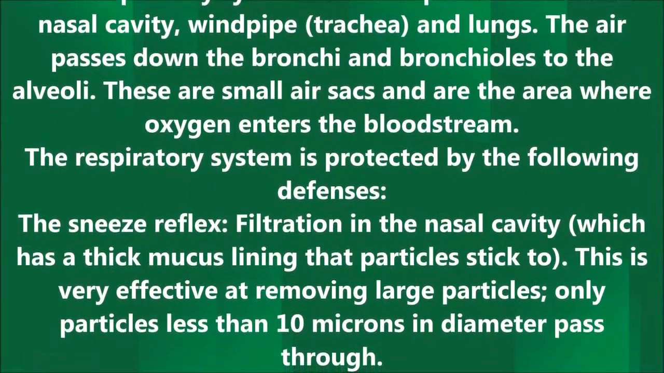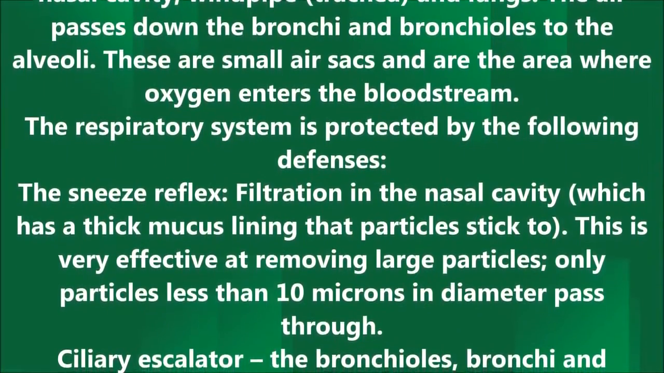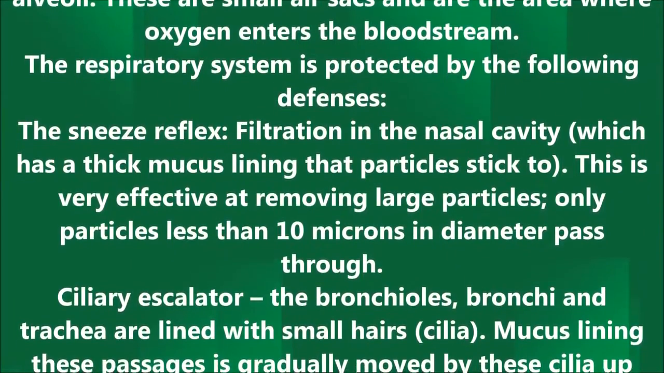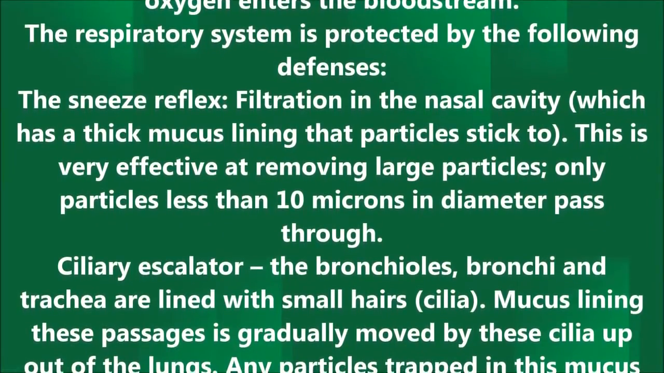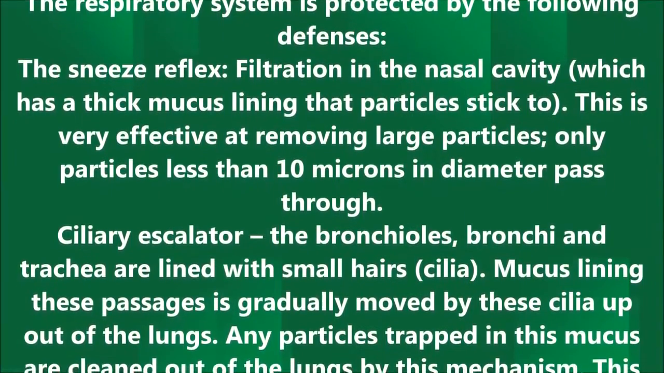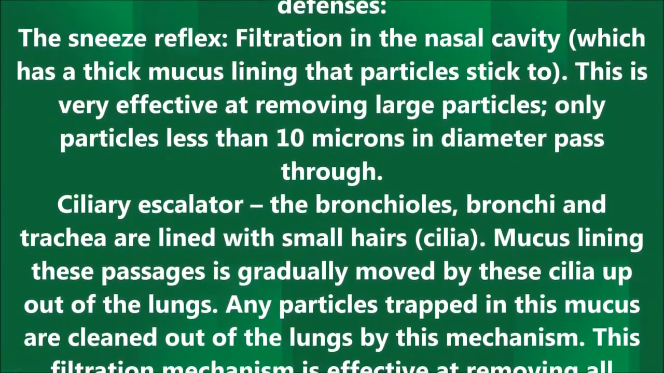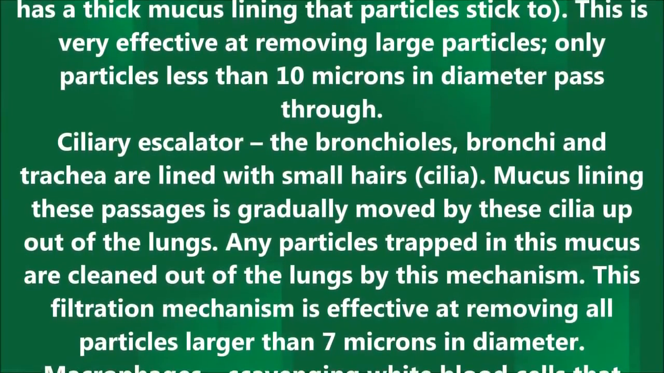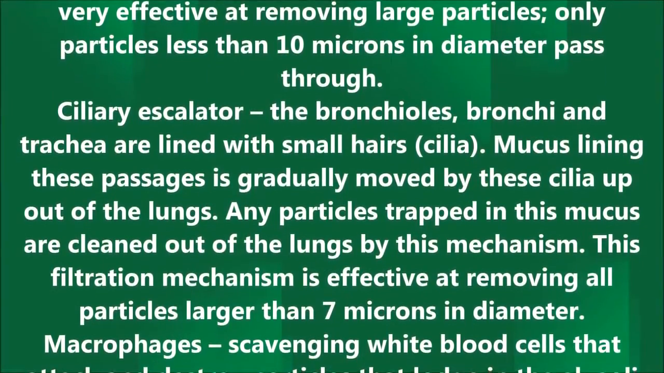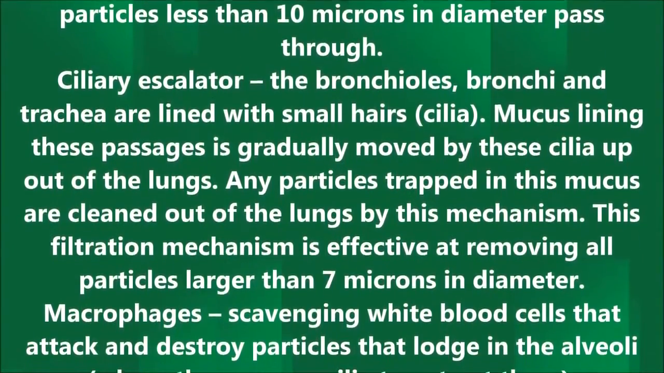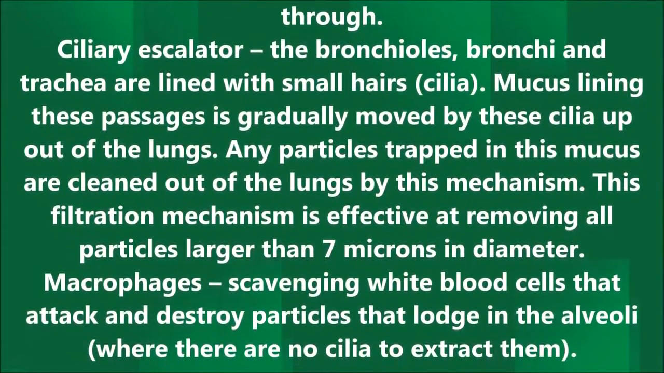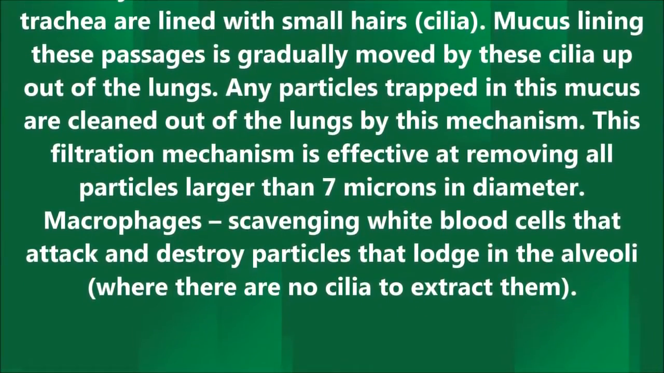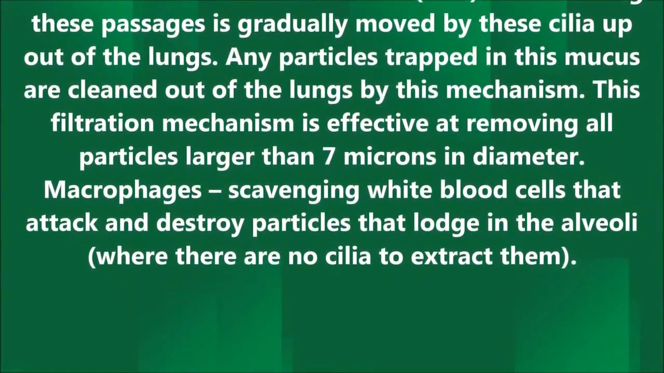Ciliary escalator: the bronchioles, bronchi and trachea are lined with small hairs, cilia. Mucus lining these passages is gradually moved by these cilia and up out of the lungs. Any particles trapped in this mucus are cleaned out of the lungs by this mechanism. This filtration mechanism is effective at removing all particles larger than 7 microns in diameter. Macrophages: scavenging white blood cells that attack and destroy particles that lodge in the alveoli, where there are no cilia to extract them.